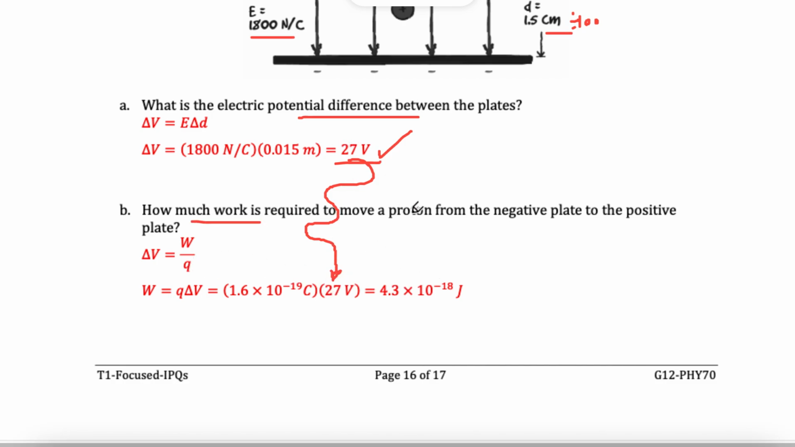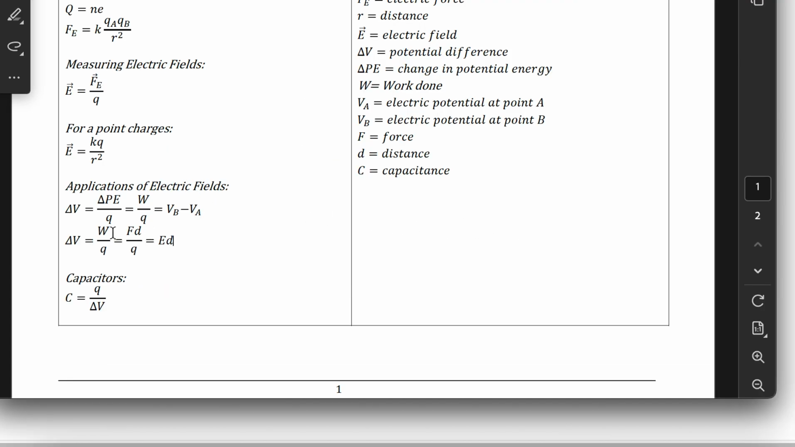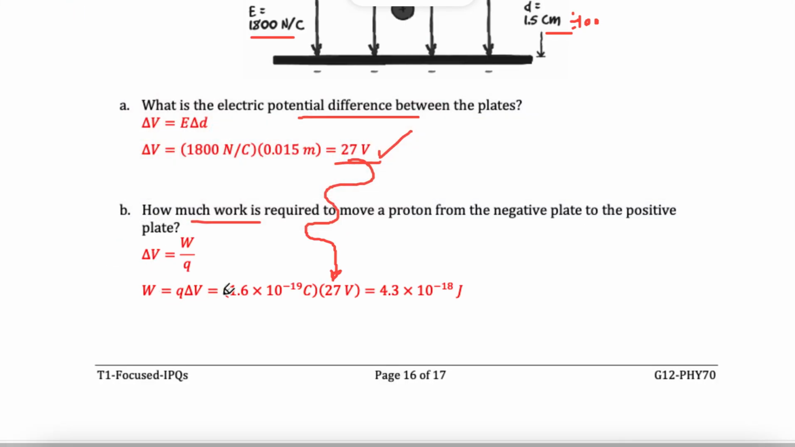Now, how much work is required to move a proton? Work for a charge and a V is this relationship: W equals QV. It didn't say the charge, but it said proton. If it says proton or electron, you will use the number 1.6 times 10 to the minus 19 automatically, whether it's a proton, which is positive, or an electron, which is negative. You would write the negative here because this is work, which is a scalar. It'll be negative work, but it doesn't matter anyway, we just want the value. Long story short, that's the answer.